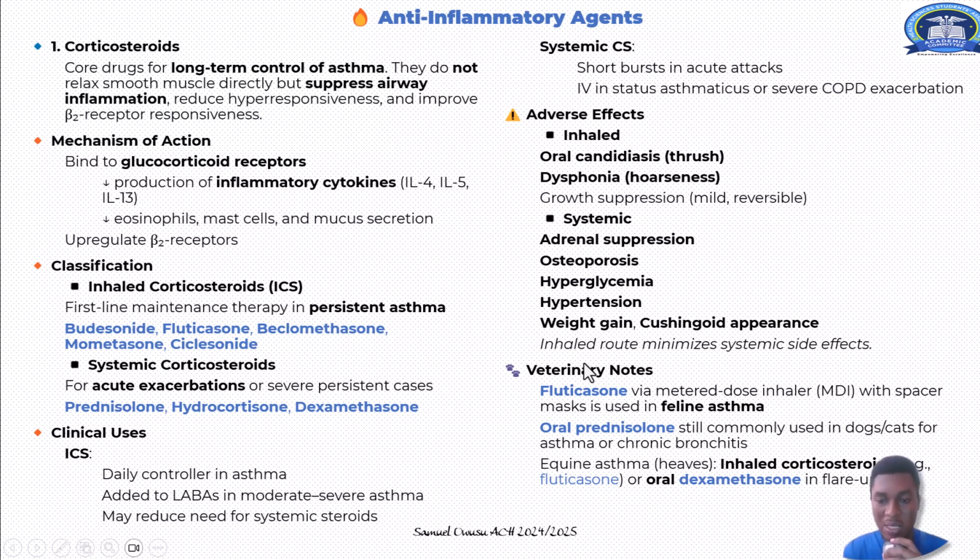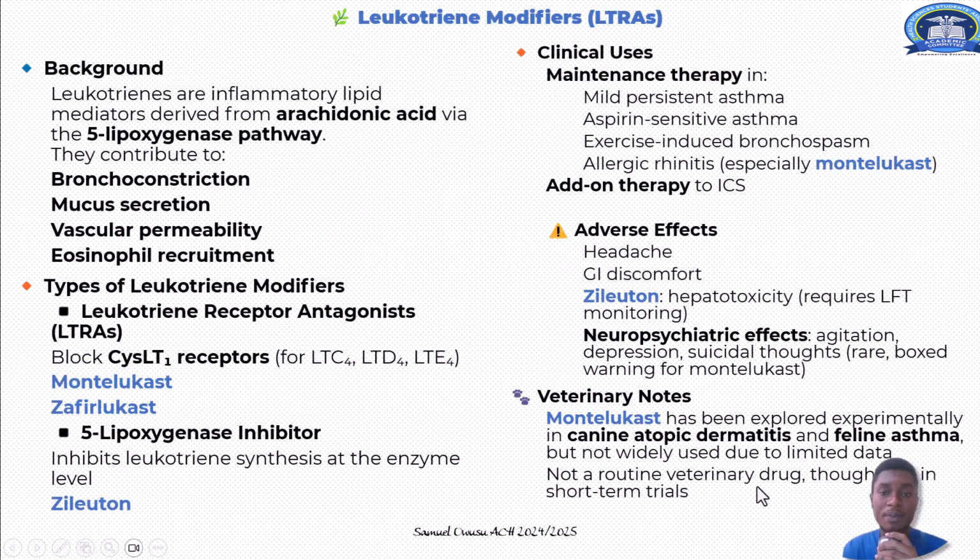In vets, we mostly use fluticasone via metered dose inhaler (MDI) with spacer mask in feline asthma, and oral prednisolone is also still commonly used in dogs and cats. In horses as well, you can also give inhaled corticosteroids and then oral dexamethasone in flare-ups.